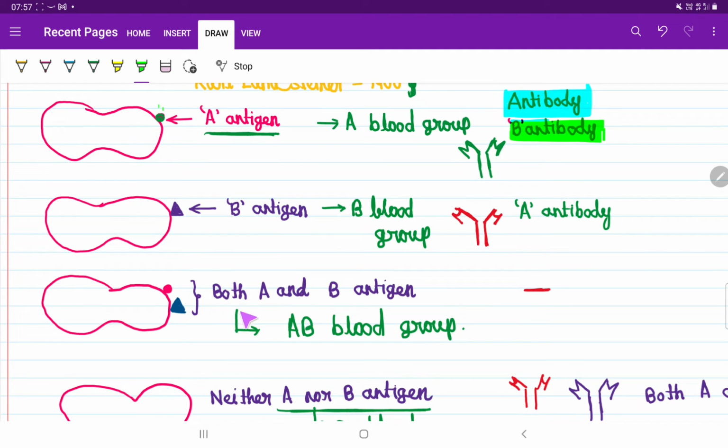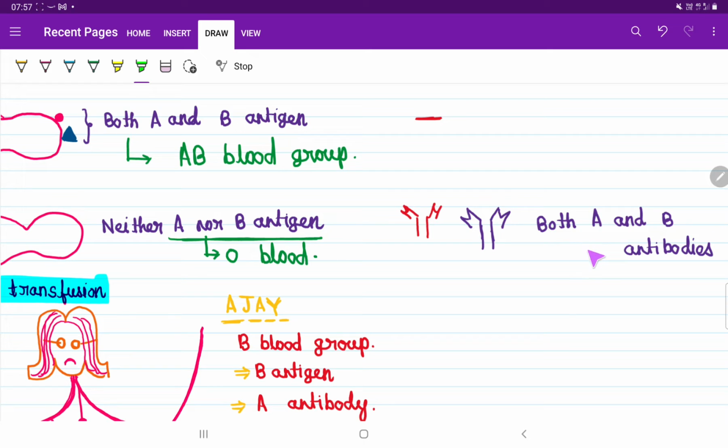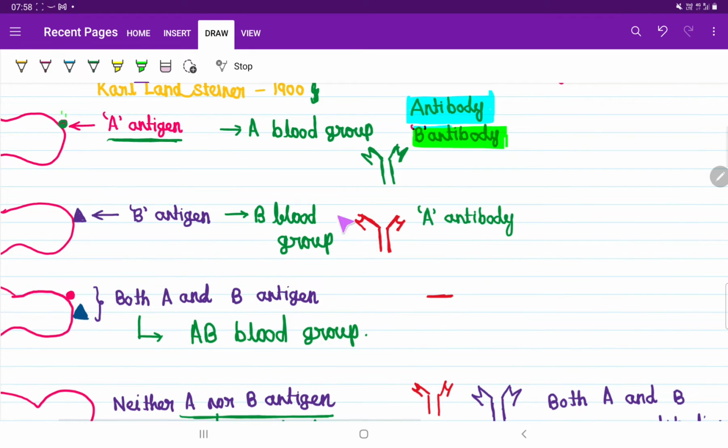And those who have AB blood group have both A and B antigen, so they have neither A antibody nor B antibody. And those who have neither A nor B antigen, that means those who have O blood group, have both A and B antibodies, right? So A and B antibodies are present in O blood group. In AB blood group, no antibodies are present. Those who have B blood group have A antibody. Those who have A blood group have B antibody.